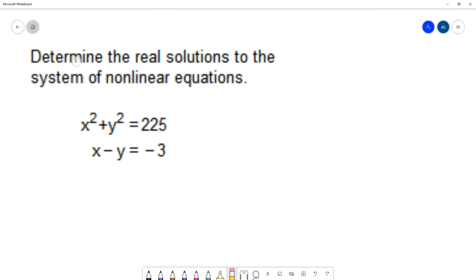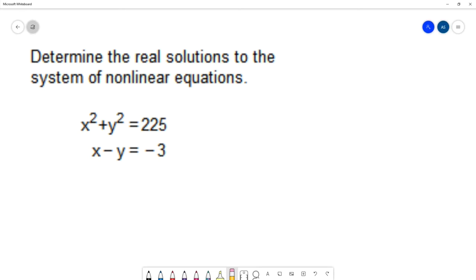On this question, we want to determine the real solutions to the system of nonlinear equations. Our system is x squared plus y squared equals 225, and x minus y equals -3. We're going to solve this system using either substitution or elimination.